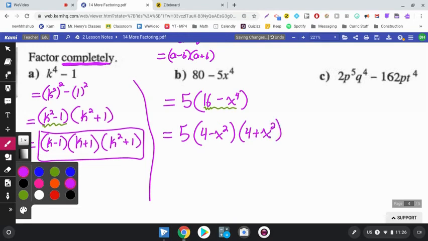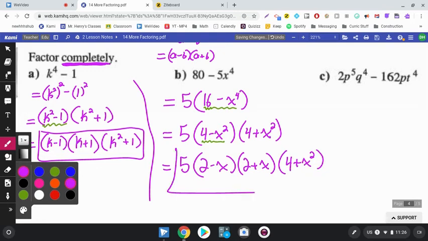A difference of squares. And then you keep going because you say, hey, if there's something I can factor, I keep factoring. And this one is another difference of squares. 4 is a perfect square, and x squared is a perfect square. I get 2 minus x, 2 plus x. And then I still have the 4 plus x squared, and I still have my 5 out front. And now it's fully factored.